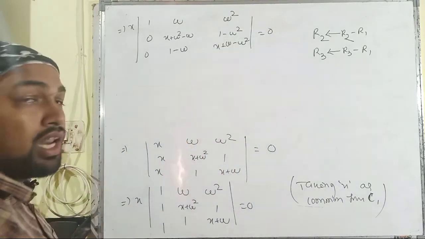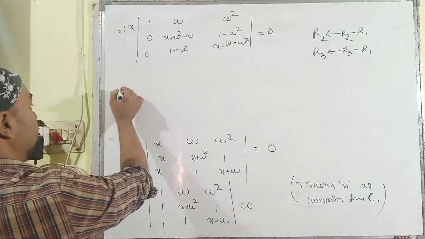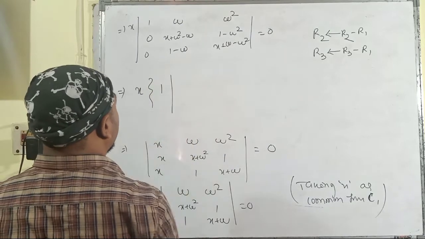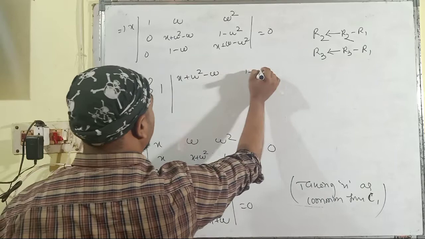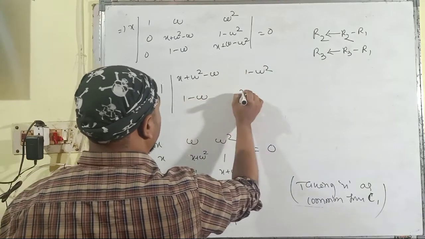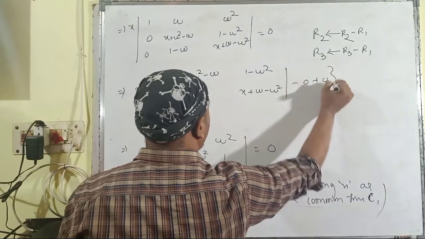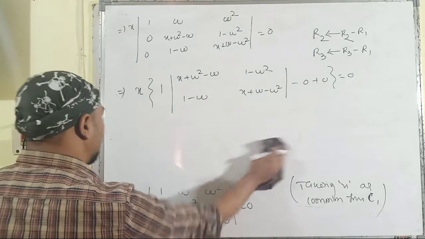As you can see, there are maximum number of zeros in the first column, so you have to expand this determinant along the first column. So x multiplied with 1 multiplied with the determinant of x plus omega square, minus omega, 1 minus omega square, 1 minus omega, x plus omega minus omega square, minus 0 and plus 0. You can also skip them because it will again give the answer as 0.